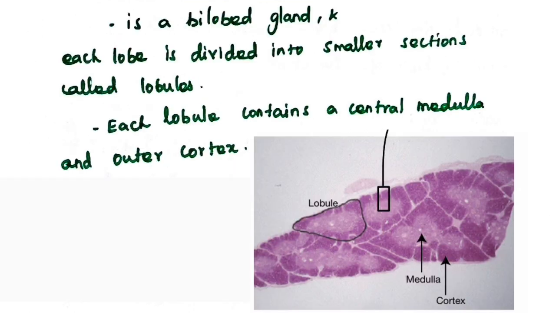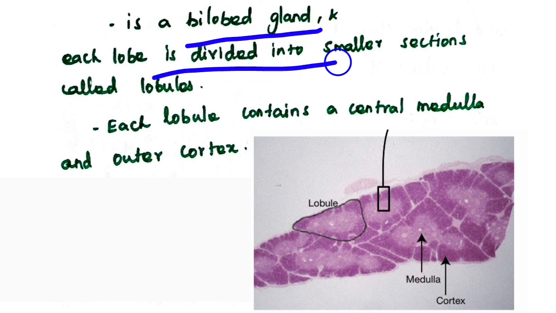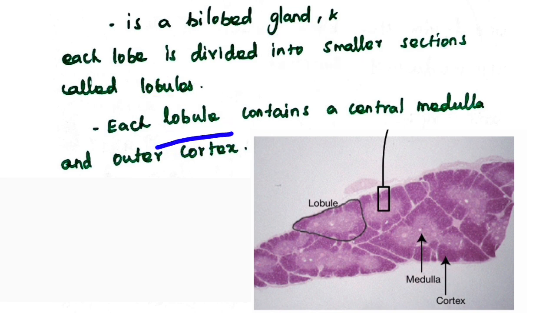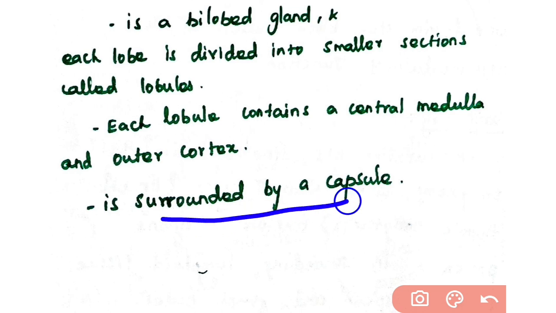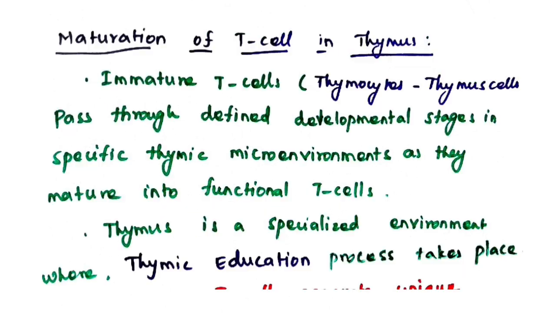The thymus is a bilobed gland and each lobe is divided into smaller sections called lobules. Each lobule contains a central medulla and an outer cortex. The thymus is surrounded by a capsule. Next, let's see maturation of T cells in thymus.